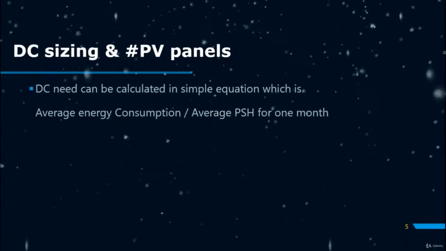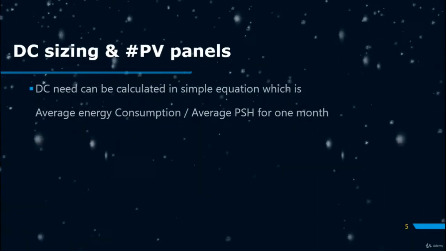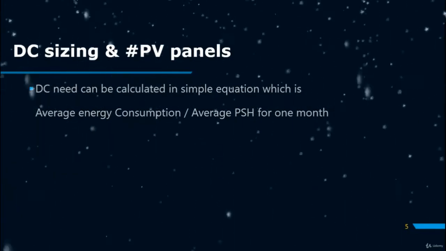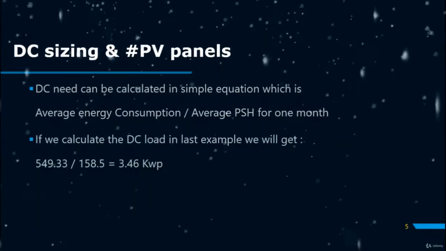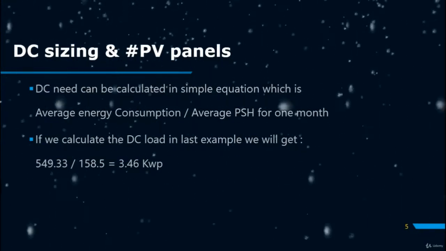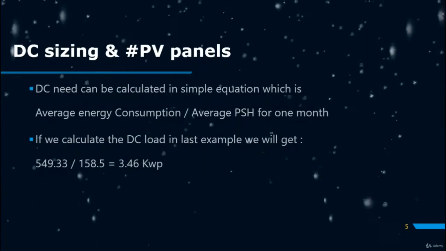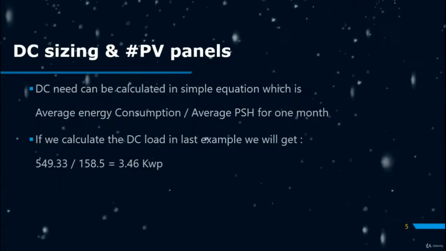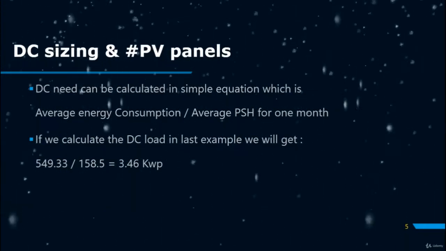The DC need can be calculated with a simple equation, which is the average energy consumption, not the total, over the average peak sun hour for 1 month. So if we calculate the DC load in the last example, we will get 549.3, which is the average energy consumption, over 158.5, which is the peak sun hours for the month, and we will get 3.46 kilowatt peak DC power.